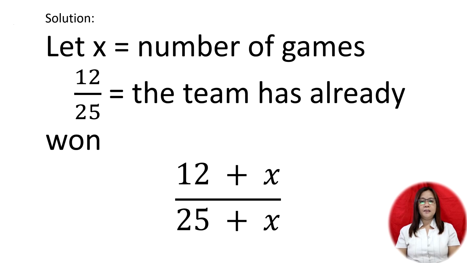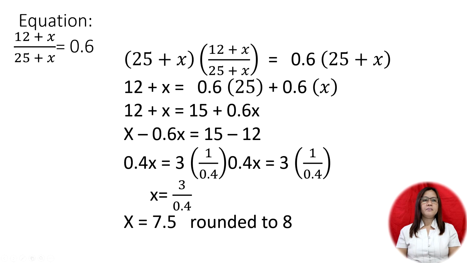If they win x games in a row to increase their percentage to 60%, then they will have won 12 + x games out of their 25 + x games. The equation is (12 + x)/(25 + x) = 0.6. Multiply 25 + x to both sides of the equation, so we have (25 + x)(12 + x)/(25 + x) = 0.6(25 + x). So 12 + x = 0.6(25) + 0.6x.